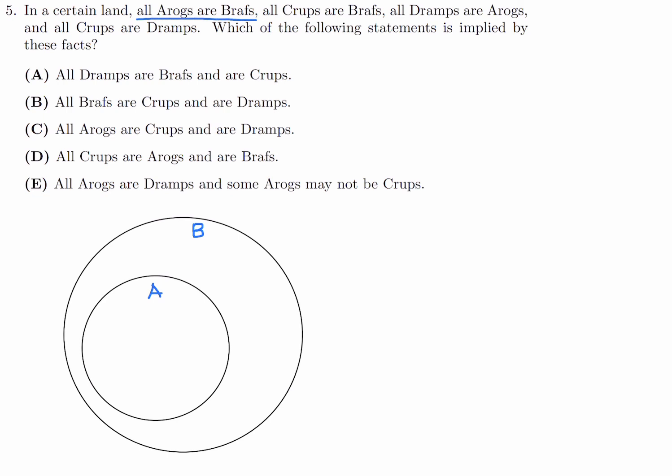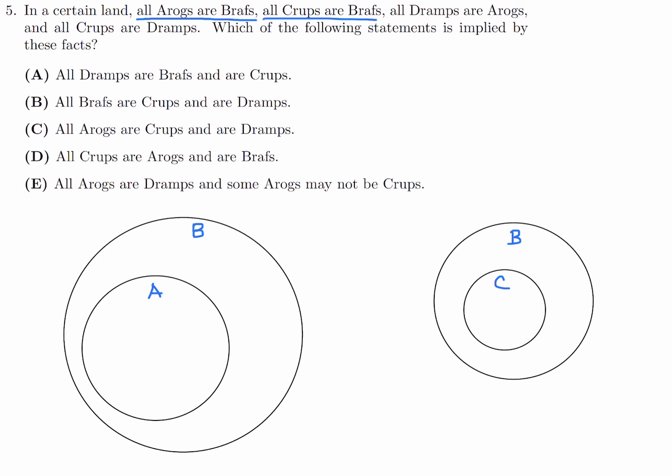The opposite is not true. But that statement, all arogs are brafs, is represented by this diagram. Let's move forward. Now we've got krups and brafs. Now that one, that's two separate entities, so I'm going to draw that over here. So I've got brafs, and then I've got these krups. So here we go, like that. Hopefully we'll combine this later on. That takes care of that.